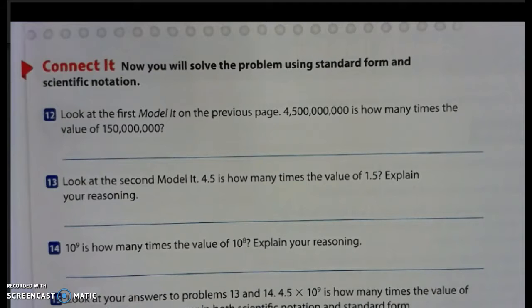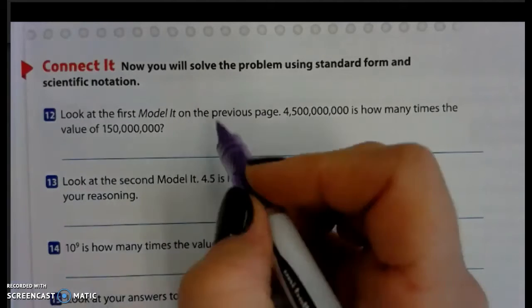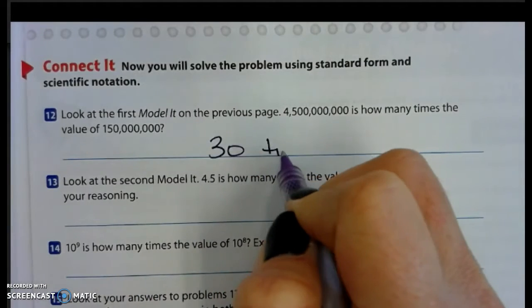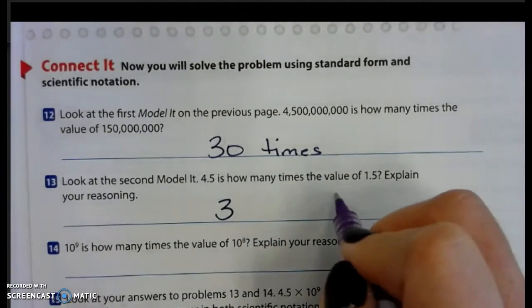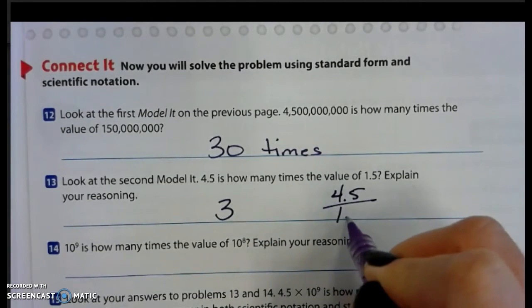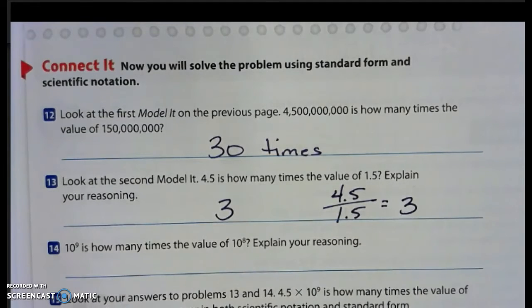All right, the next page is going to kind of walk you through the work that we just did. Number 12 says, look at the first model it on the previous page. 4,500,000,000 is how many times the value of 150 million? We already solved that and we came up with 30 times. Number 13, look at the second one where we had 4.5 is how many times the value of 1.5? It was 3, because 4.5 divided by 1.5 equals 3.